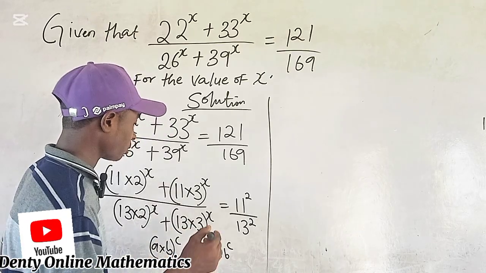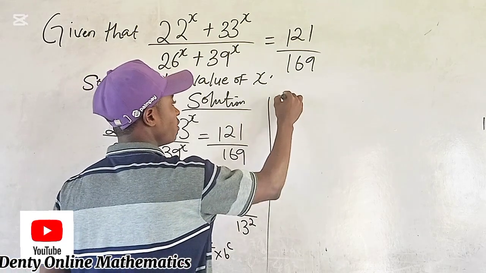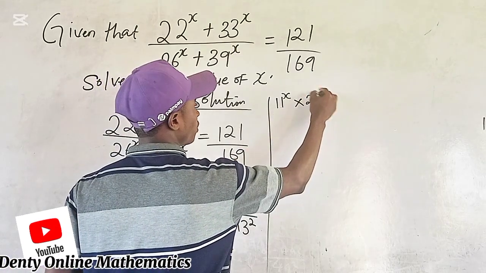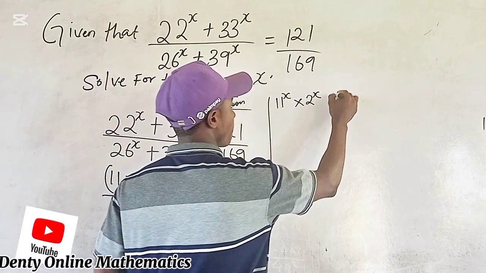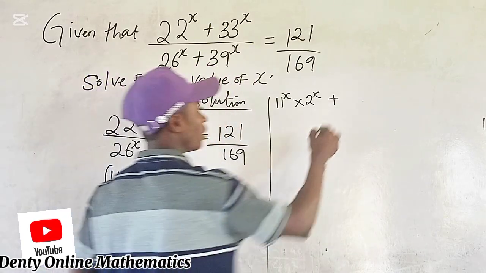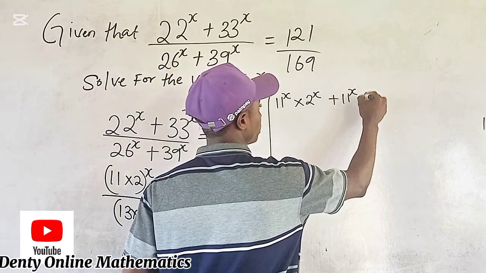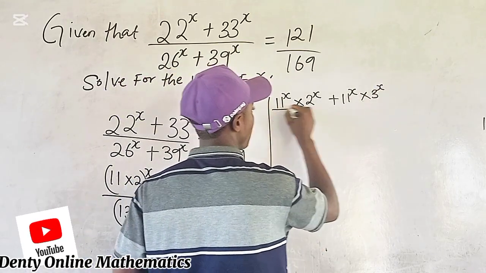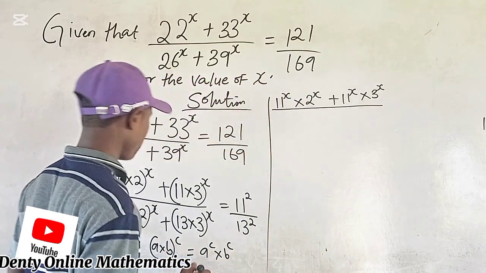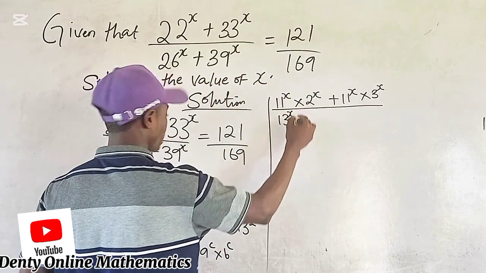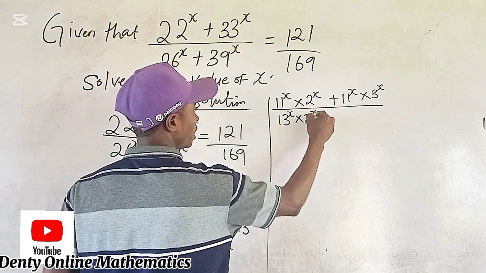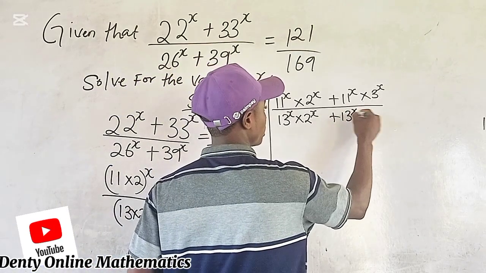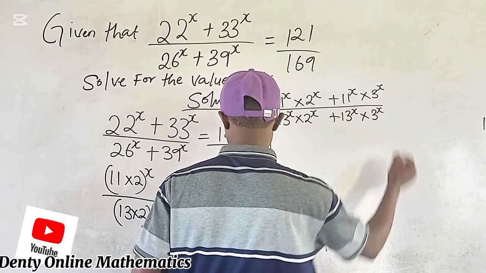By doing that, we're going to have 11 raised to the power of x, for the first one, times 2 raised to the power of x, for the second one, plus 11 raised to the power of x times 3 raised to the power of x, all over 13 raised to the power of x times 2 raised to the power of x, plus 13 raised to the power of x times 3 raised to the power of x. The same thing applies here.